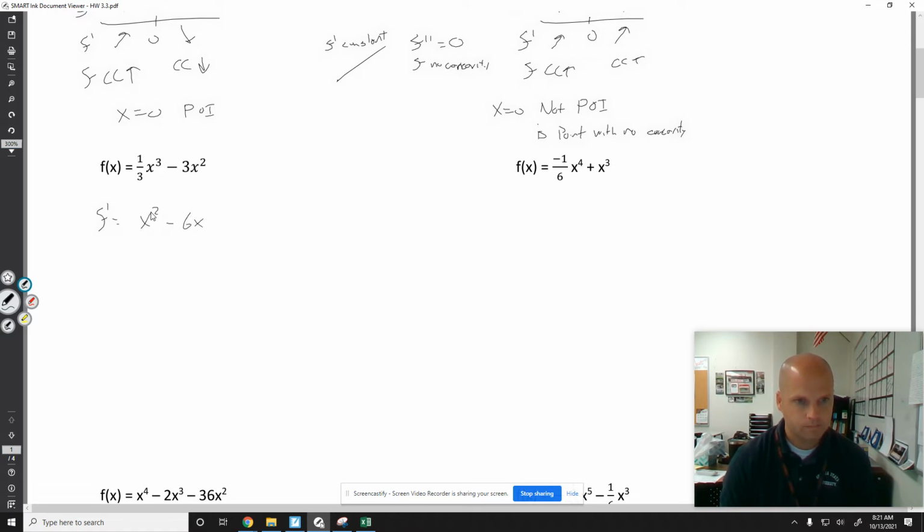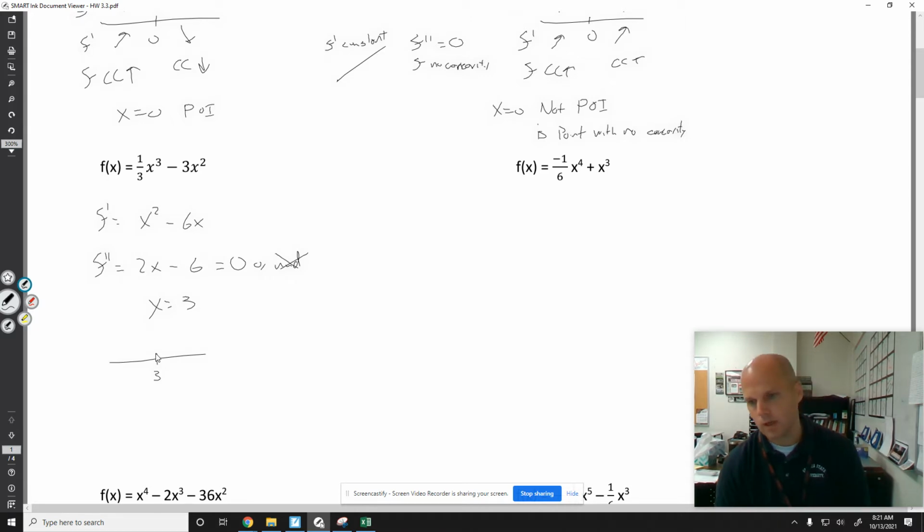Next one. Sign of my second derivative. Plug in something like 4, positive. Plug in something like 0, negative. I'm plugging into this.